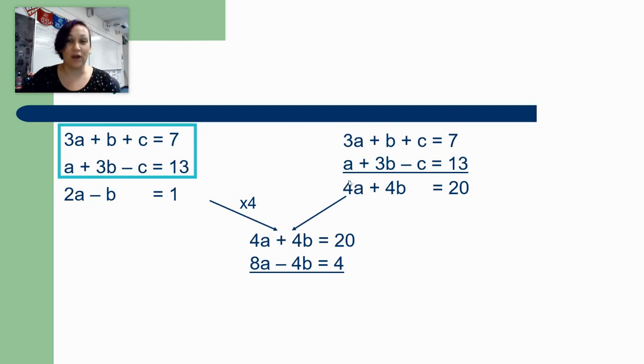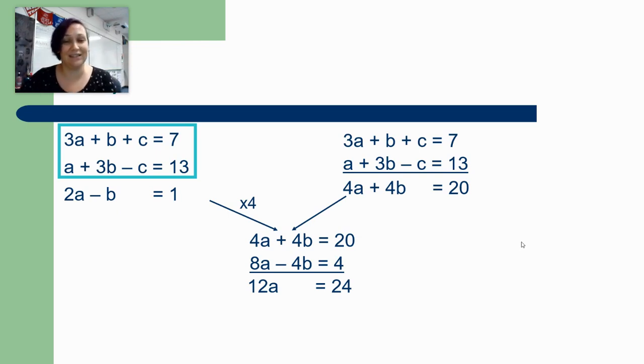So I took my 4a plus 4b equals 20. I stacked that on top, and I multiplied this one by 4, and I stacked that on the bottom. And I'm now going to eliminate a different letter. So now I'm eliminating my letter B's. And when I eliminate my letter B's, I'm now left with only one variable. And so I'm ready to find my first answer.